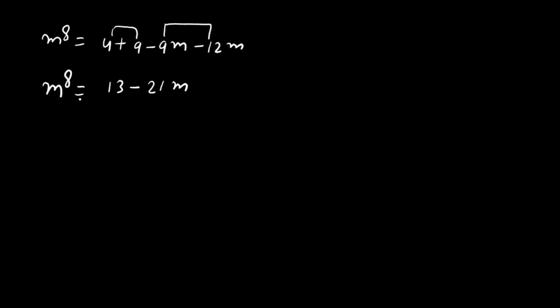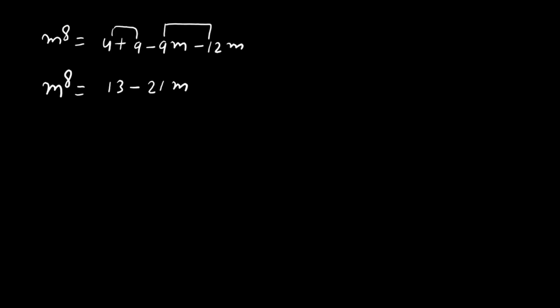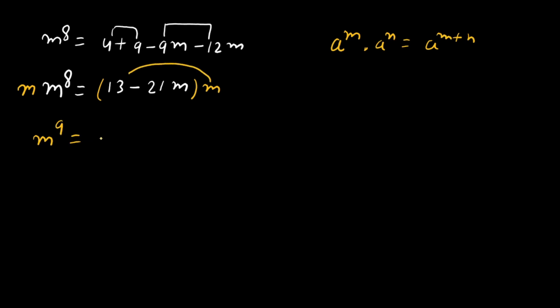And we know that we have to find the value of m power 9. So if we multiply both sides by m, then on the left hand side m times m power 8, and on the right hand side 13 minus 21m is multiplied by m. On the left hand side we will apply the base and exponent rule, a power m times a power n equals a power m plus n. Then m power 9 equals m multiplied by 13, we get 13m, minus 21 m squared.